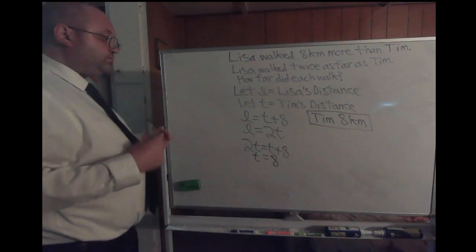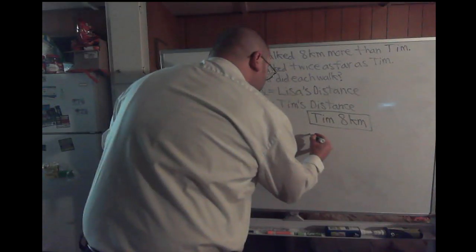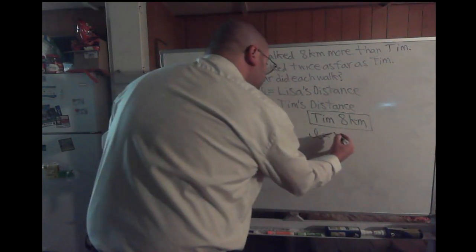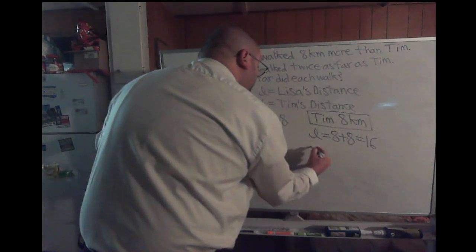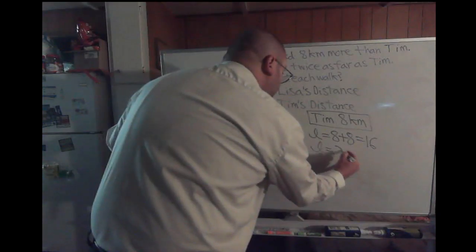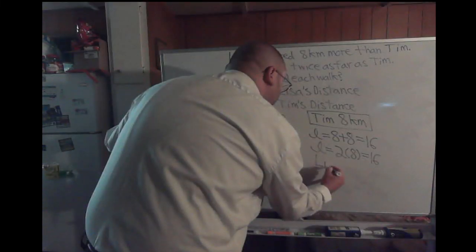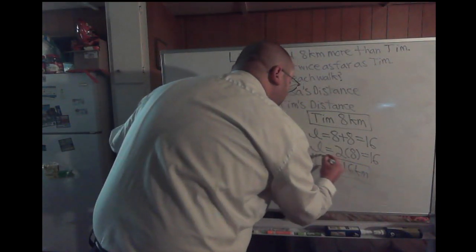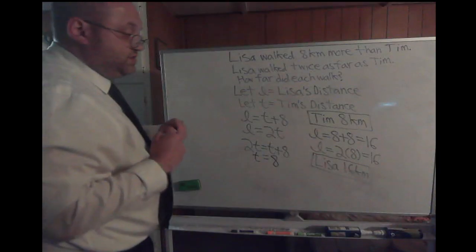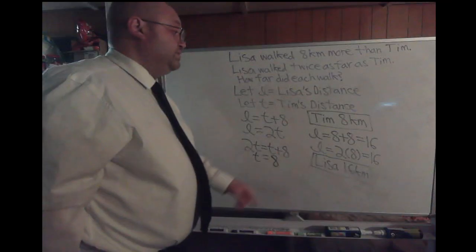Now, we got two statements for Lisa. We can use the fact that Lisa is Tim's distance of 8 plus 8. That would equal 16. We can also use the fact that Lisa's distance is twice Tim's, which would be 2 times 8. That would also be 16. Either way, we get that Lisa went 16 kilometers. Because 16 kilometers is 8 more than 8 kilometers, and it's also twice 8 kilometers. So, Tim went 8 kilometers, Lisa went 16 kilometers.